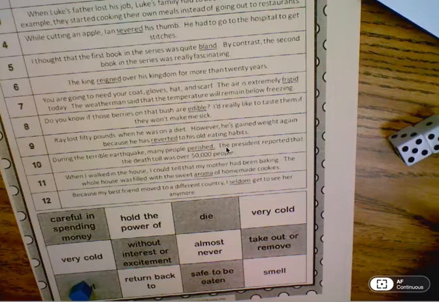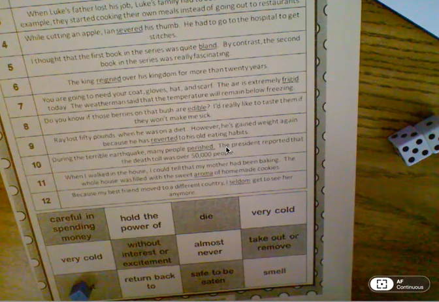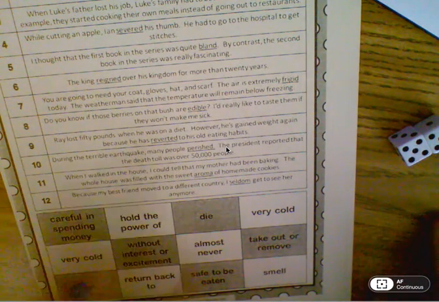All right, so there is a terrible earthquake, and a bunch of people have perished. I need to figure out what the meaning of the word perished is. But I do know that the president reported that the death toll was over 50,000 people. So the death toll is my tell that perished possibly means to die, which is a choice. So the person I'm playing with would then cover the word die with their marker. Now I'm going to go ahead and roll.